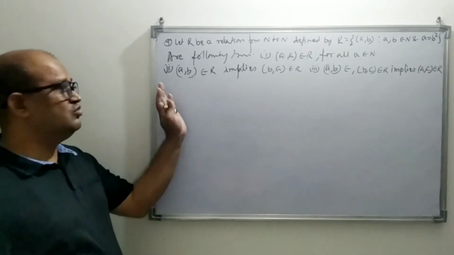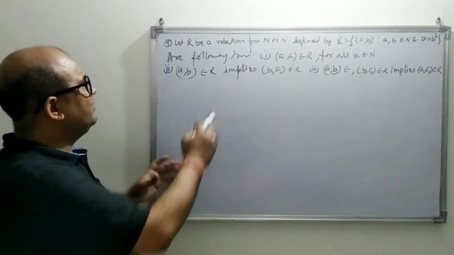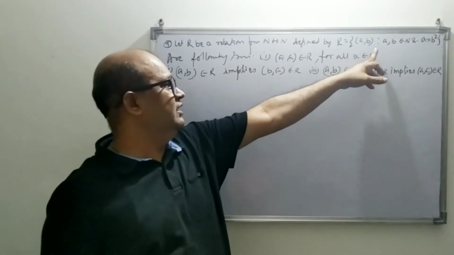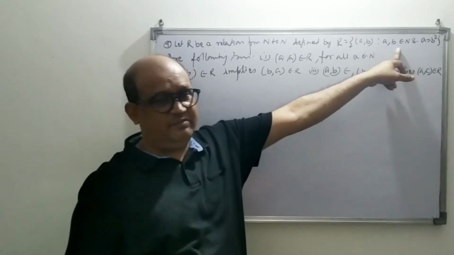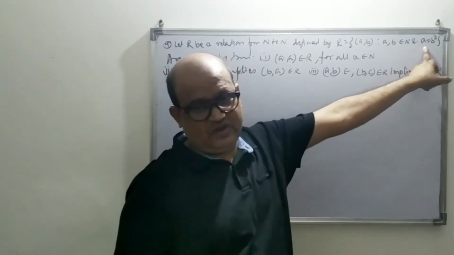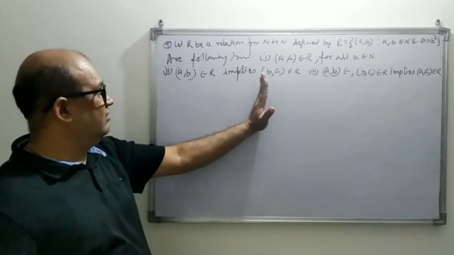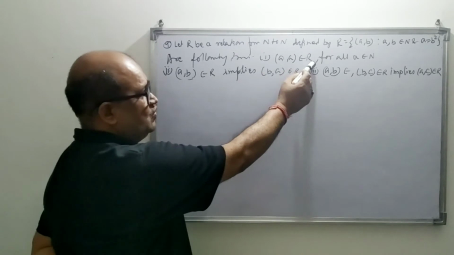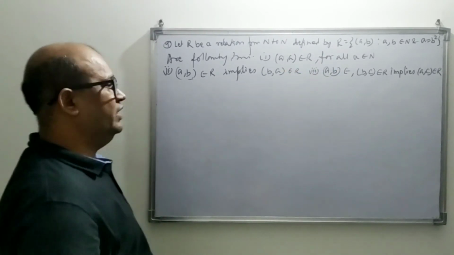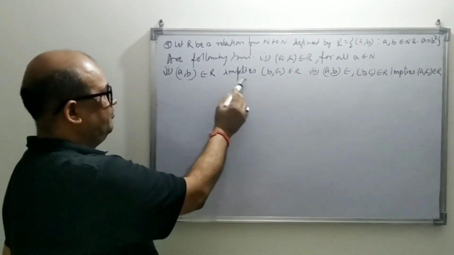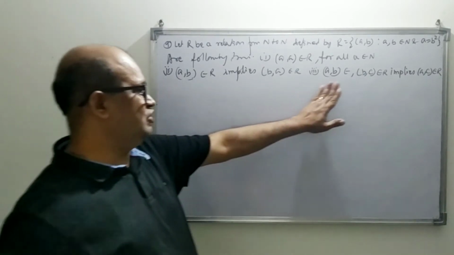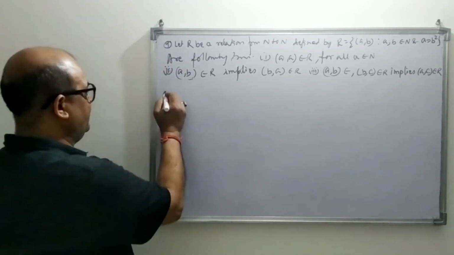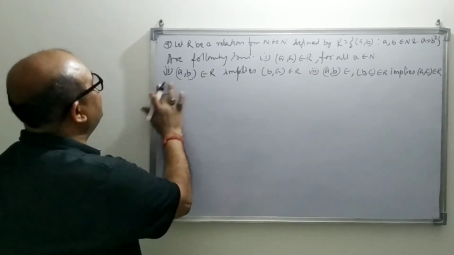Now I will start question number 9. They are telling, let R be the relation from natural numbers N to N defined by R = {(a, b) : a, b both belong to natural numbers and a equal to b square}. Are the following true? They are asking: a belongs to R for all a belongs to N; (a, b) belongs to R implies that (b, a) belongs to R; and (a, b) belongs to R and (b, c) belongs to R implies (a, c) belongs to R. Now let us start with the first one.